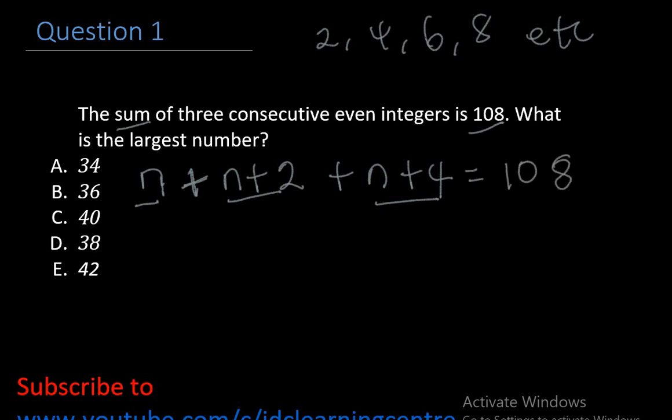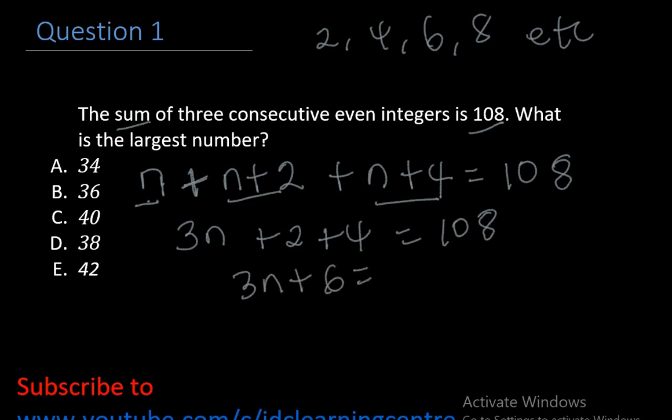Let's sum up the letters n plus n plus n. We have three n's here. It will give me 3n plus 2 plus 4 equal to 108. So 3n plus 6 will give me 108. At this point, collect like terms. Move plus 6 to the right hand side. So we have 3n equal to 108 minus 6, which will give me 102.